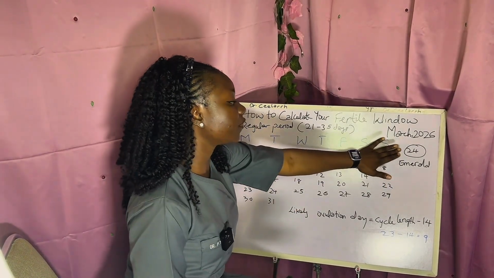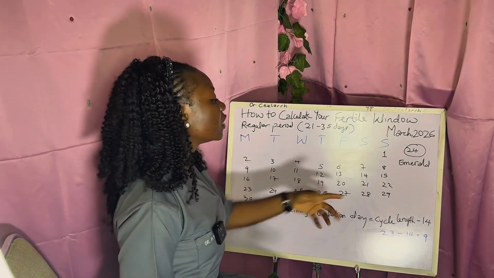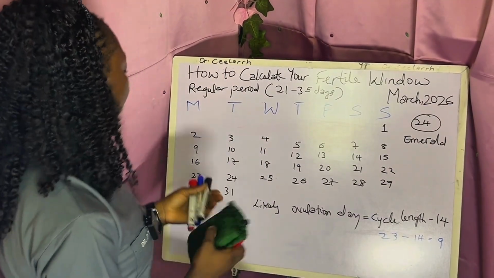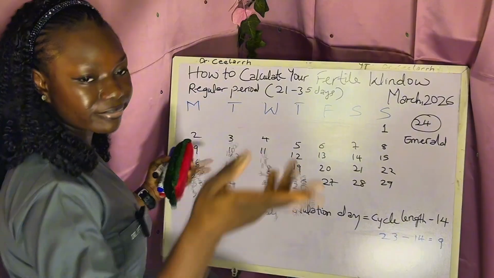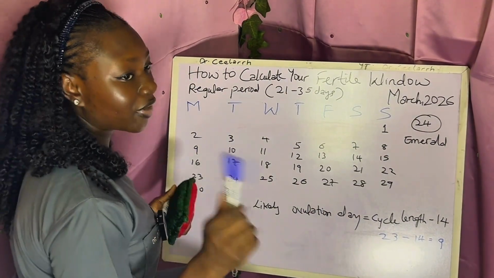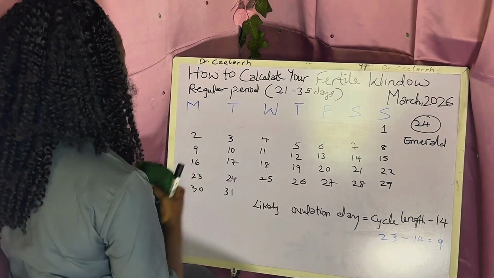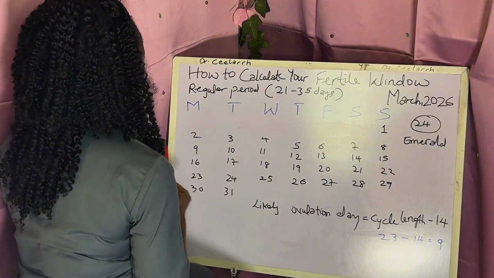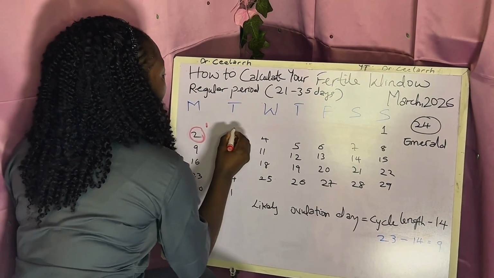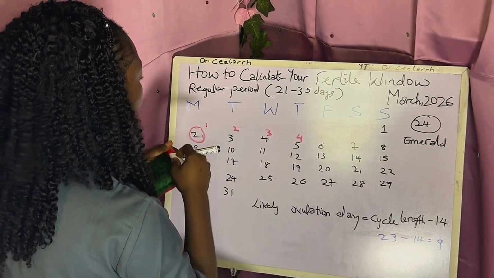So to calculate for a 24-day menstrual cycle, the likely ovulation date, we are going to use Emerald. So Emerald has a regular 24-day menstrual cycle, and we assume that she starts bleeding on the 2nd of March. Let's maintain the 2nd. This is the first day of her menstrual cycle, the first day she starts to bleed, and she also bleeds for 4 days. So she finishes bleeding on the 4th day here.